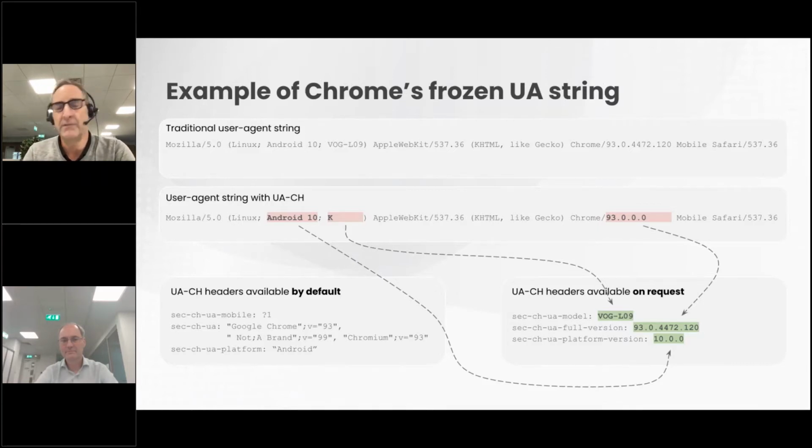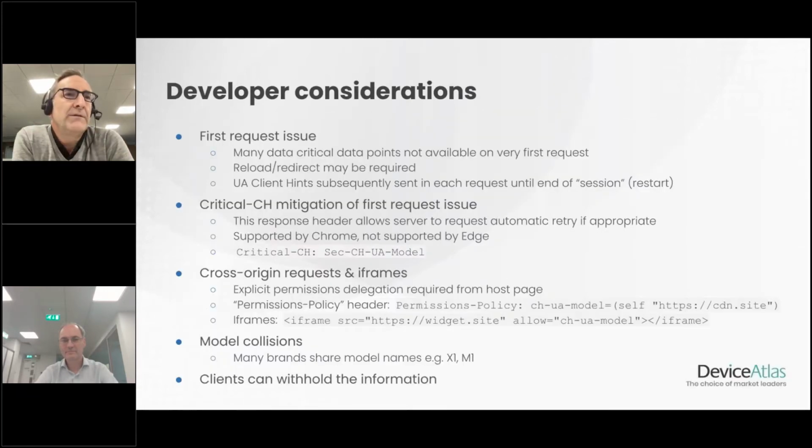So what are the implications of this? Let's have a look at some details. The first thing is, as mentioned, what we call the first request issue. Many of the critical data points that you need to do your job in the web landscape are not available on the first request. So this kind of necessitates a reload or redirect of the client after you've asked it nicely in order to get the details that you may need to serve your page or to run your analytics.